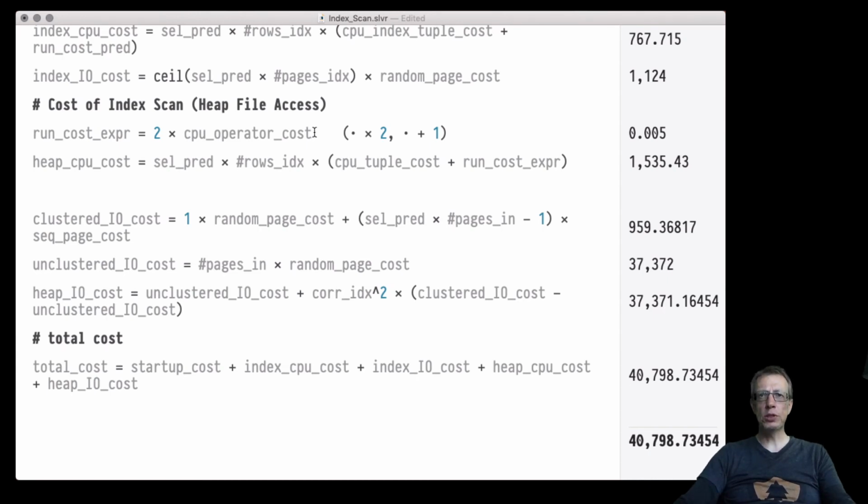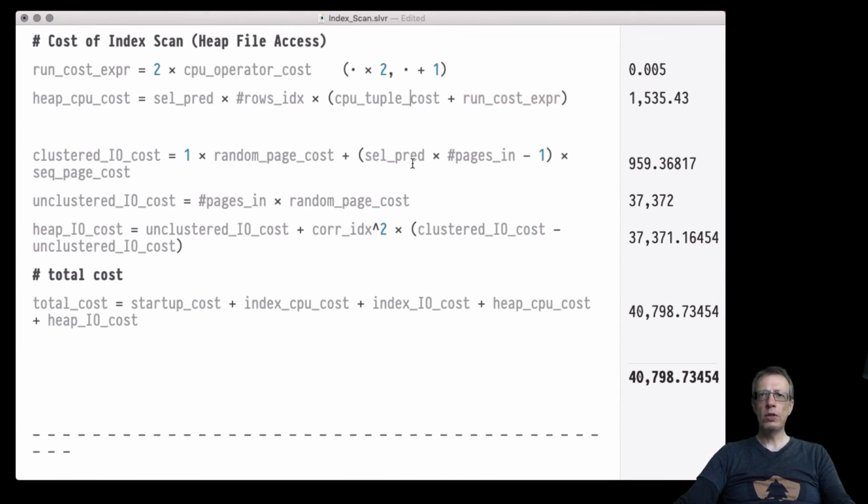And the output expression involved a multiplication and an addition that makes 2 times the operator cost, and this is accounted for here. The heap CPU cost, of course, would be the number of rows that we would have to fetch from the heap file. Each of these rows would have to be decoded. For each of these rows, we would have to evaluate the expression, and that makes up for this particular cost contribution here. And then there is our preparations for the evaluation of the heap IO cost.